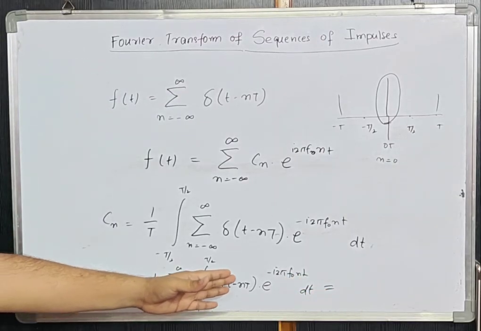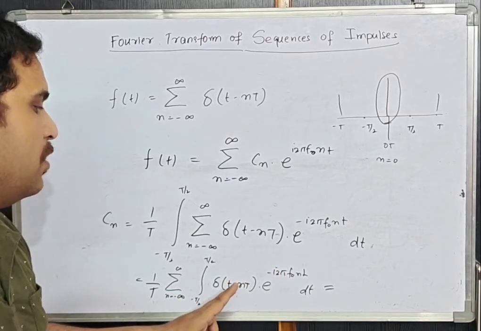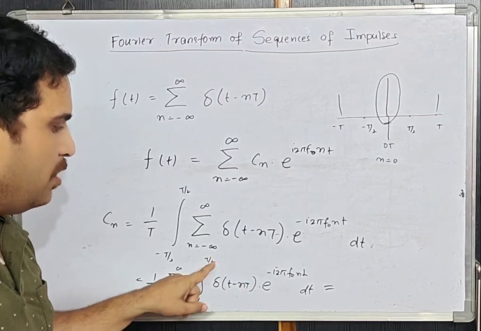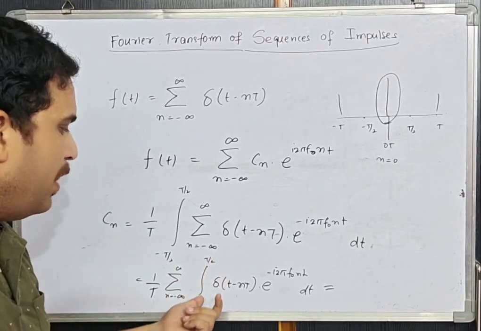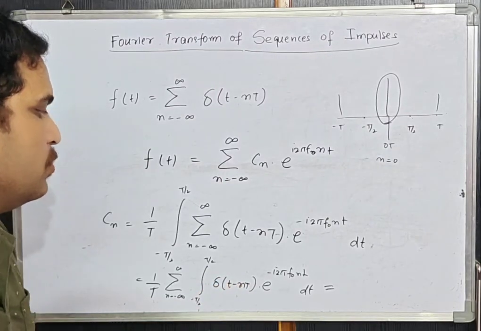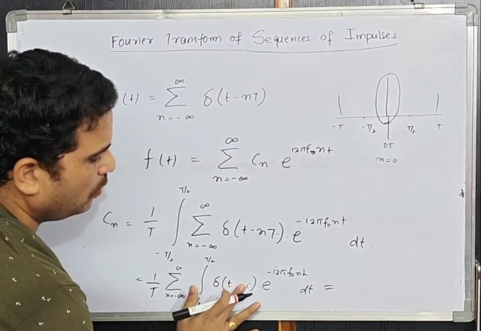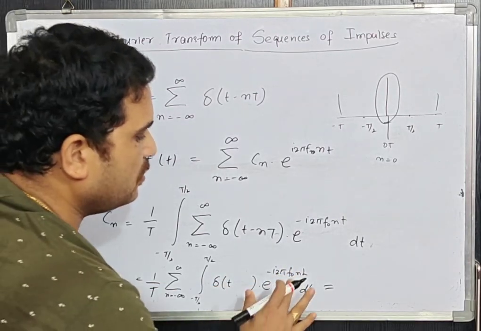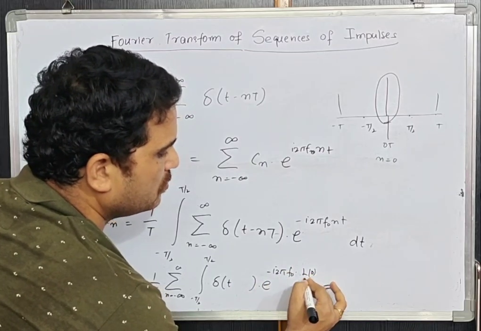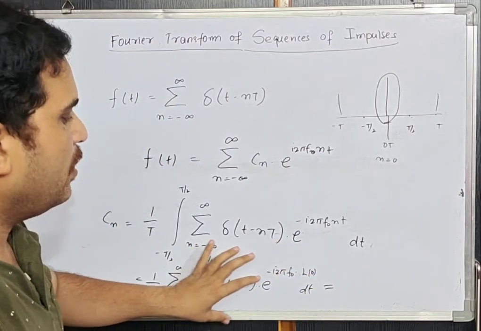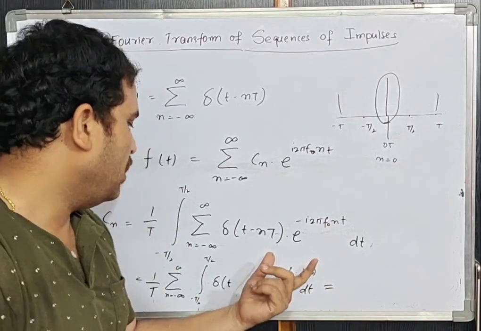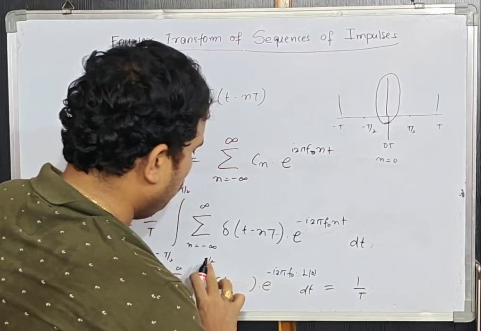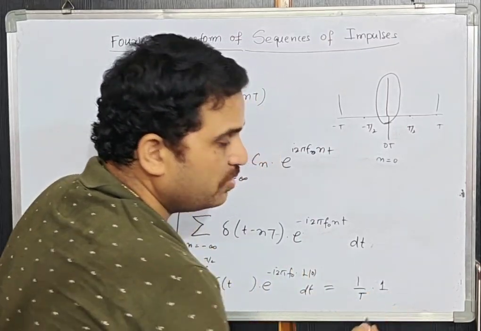Now if I see this integral form, this is a property of the delta Dirac function. The only value of n that can lie between minus T by 2 and T by 2 is n equal to 0. So this becomes delta of t, and e power minus i 2 pi f naught n t, where n is 0 again here, so this is 1. The integral of the delta Dirac function is, by its property, 1. So 1 by T into the integral of this whole term, which is 1.